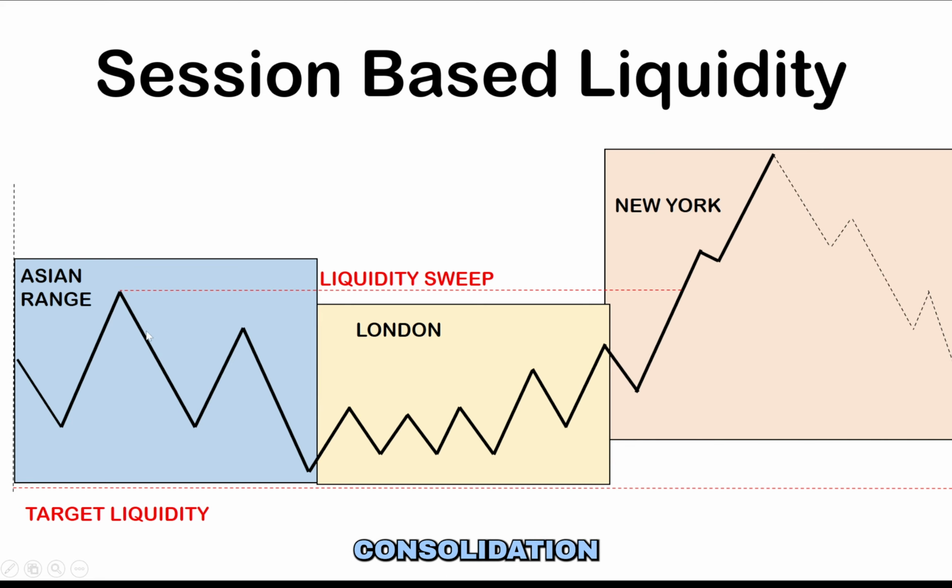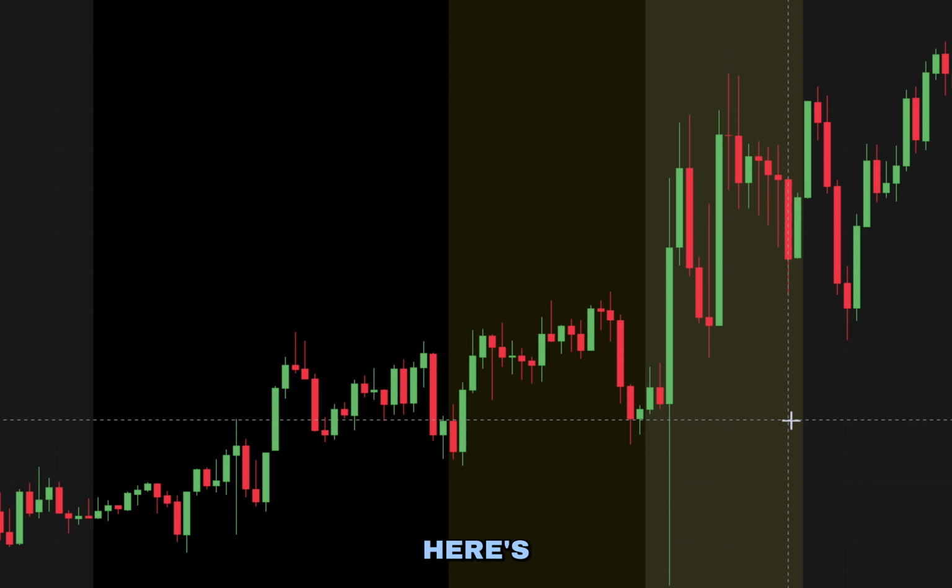Why? Because each session has a different group of participants available who trade during that market. Usually Asia is a consolidation or lower price, lower volume move. London usually is a little bit more volume, and then New York usually has the most volume. So when we talk about session-based liquidity, there is liquidity above the highs and the lows. Now here's a chart example just so that you guys can understand.